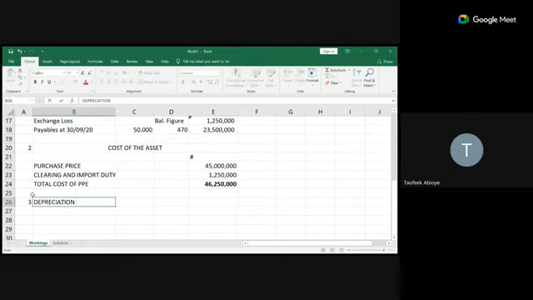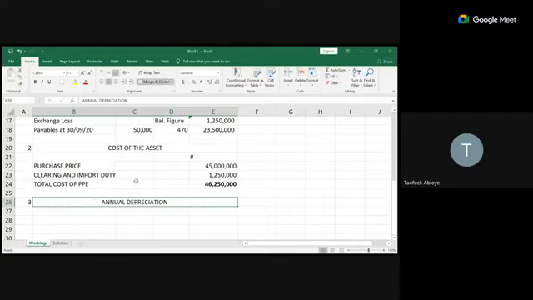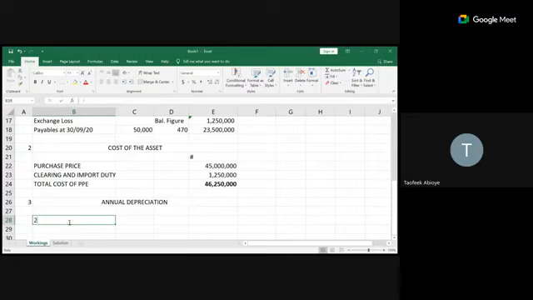Annual depreciation. So our annual depreciation, let's quickly calculate. What is our annual depreciation? I said it's 20%, right? 20% multiplied by 46,250,000. So our annual depreciation is how much?